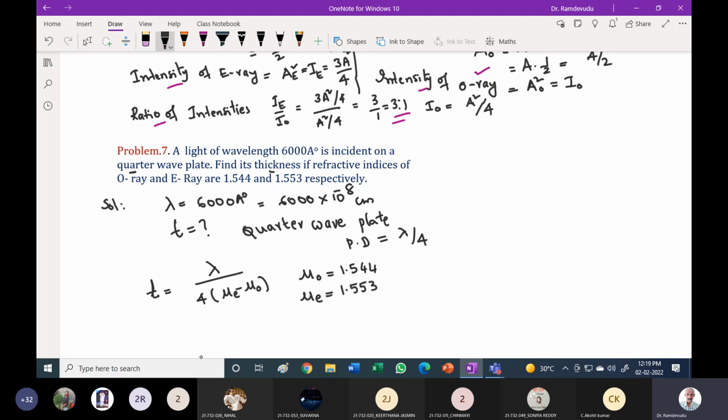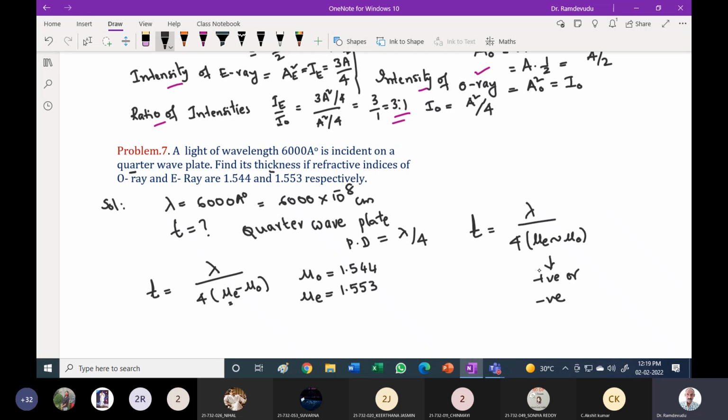So I have to write mu E first, because it's a quartz crystal. Previously, this was a calcite crystal, where it was mu naught minus mu E. If mu naught is less, as in the given problem, the crystal is different, hence we write it this way. Therefore, the general formula is T equals lambda by 4 into the difference of mu E and mu naught, depending on whether it is a positive crystal or a negative crystal.